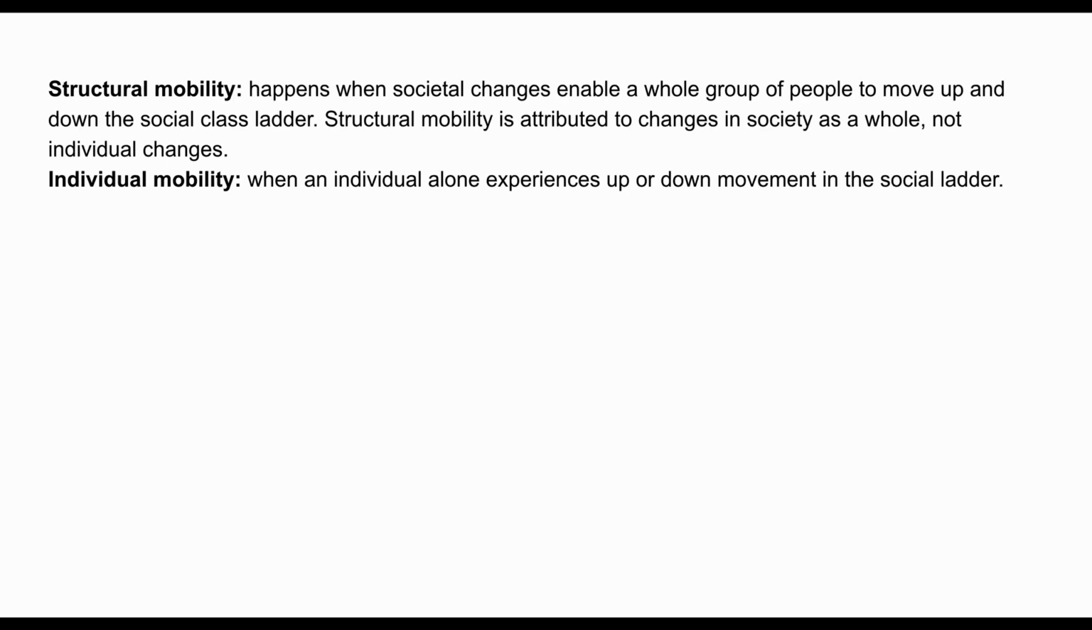Next is structural mobility and individual mobility. In simple language, what does structural mobility mean? What are the two different entities we are speaking about? Number one is an individual and number two is a group. If a group of people are moving from one position to another, then we call it structural mobility. And individual, the name itself speaks everything. Individual means if only one person is experiencing up and down movements in the social ladder, we call it individual mobility.